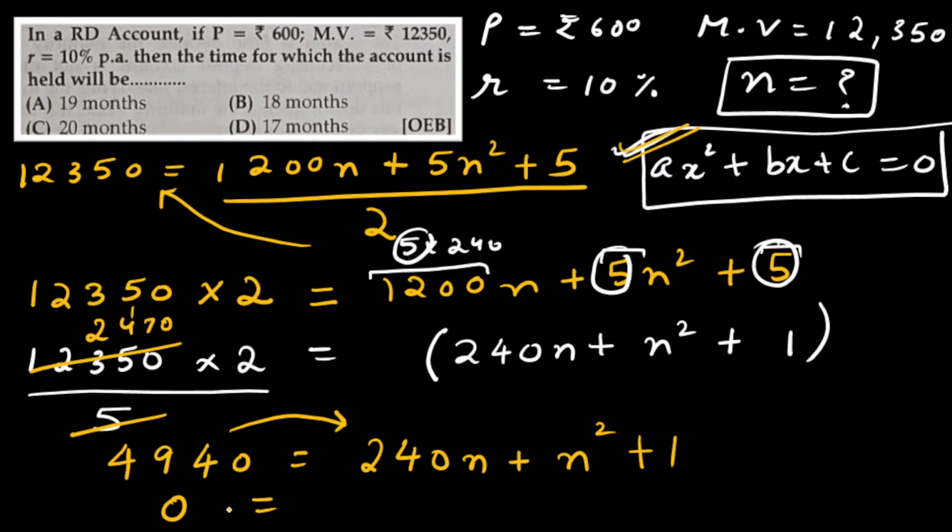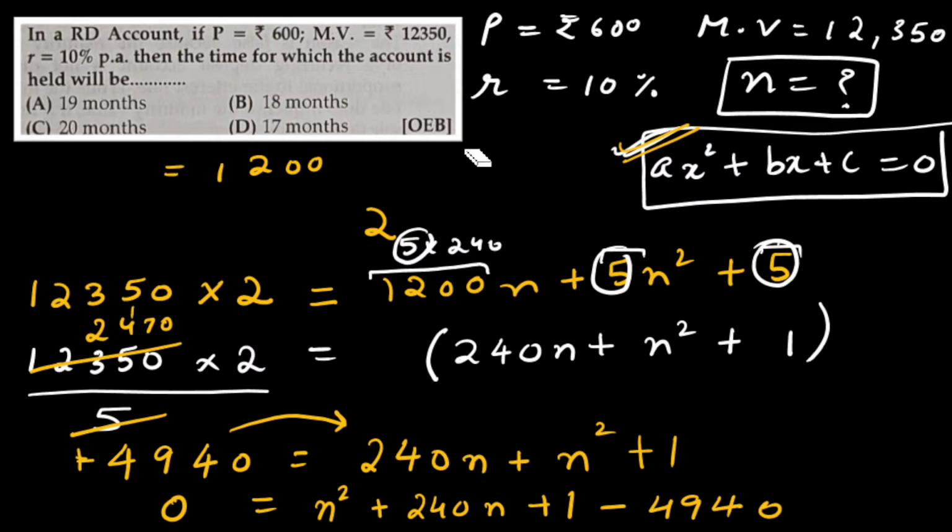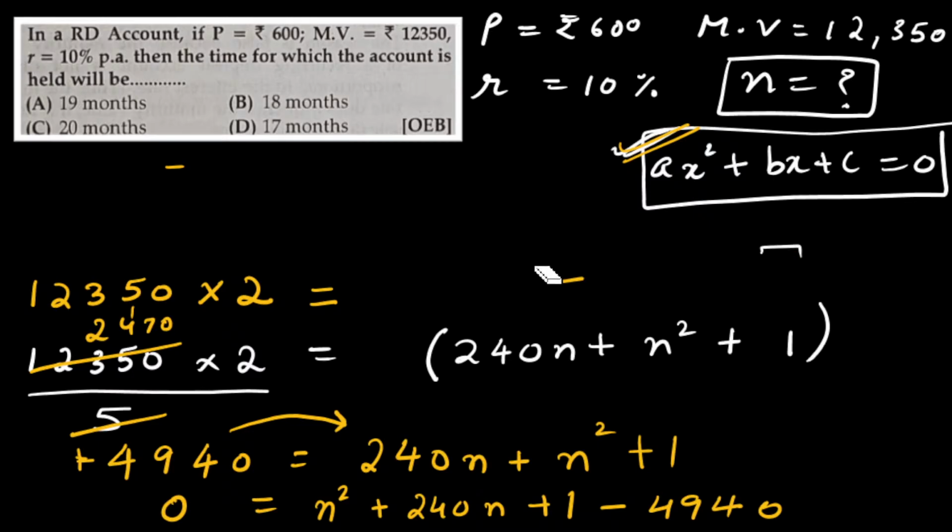So I'm just shifting 4940 to the other side. First of all, the n square term I'll write: n square plus 240n plus 1. If I shift this term to this side, it will become negative. So here it is positive; when we shift to the other side, it will become negative. So 4940. Everything is on one side now. If any like terms are there, we can solve them, and on the other side nothing is there, that means we can write 0.